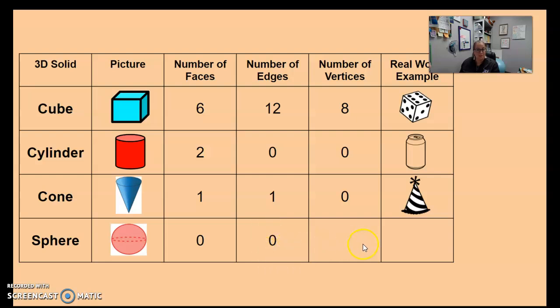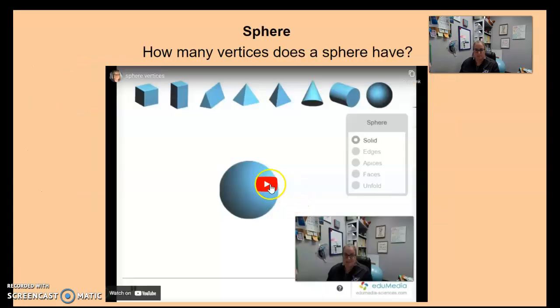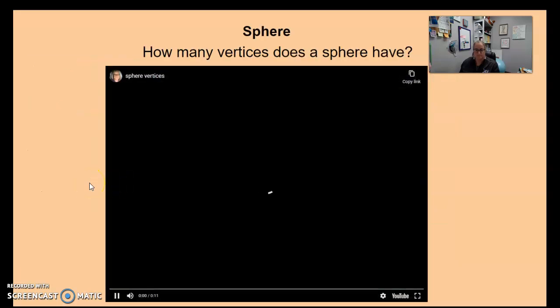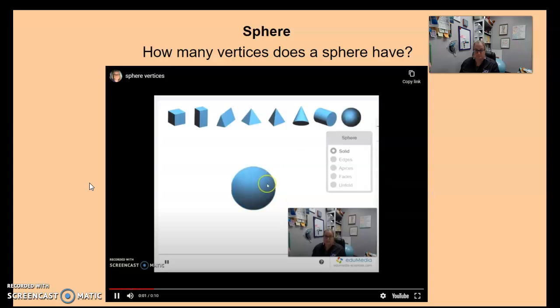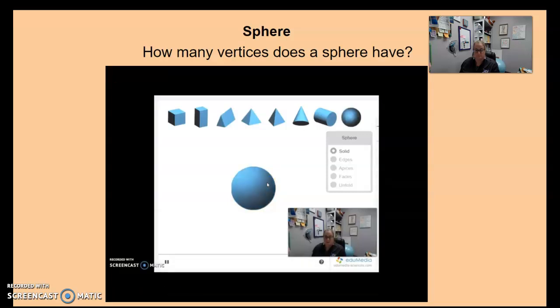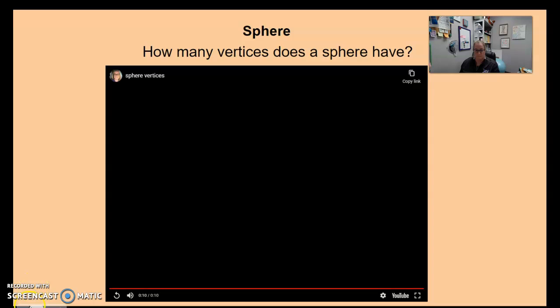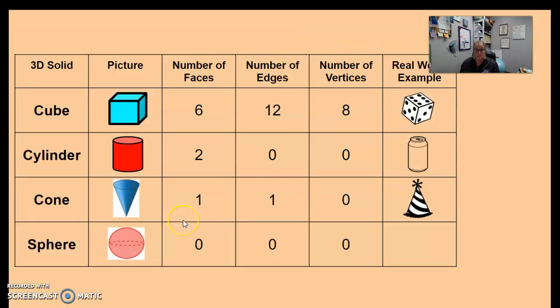What's your guess? How many vertices do you think it's going to have? Don't tell me yet. Just think about it. And let's watch and find out. Since the sphere has 0 faces and 0 edges, that also means that it has 0 vertices. So a sphere has 0 vertices. Did you guess the correct answer? So a sphere has 0 faces, 0 edges, and 0 vertices.